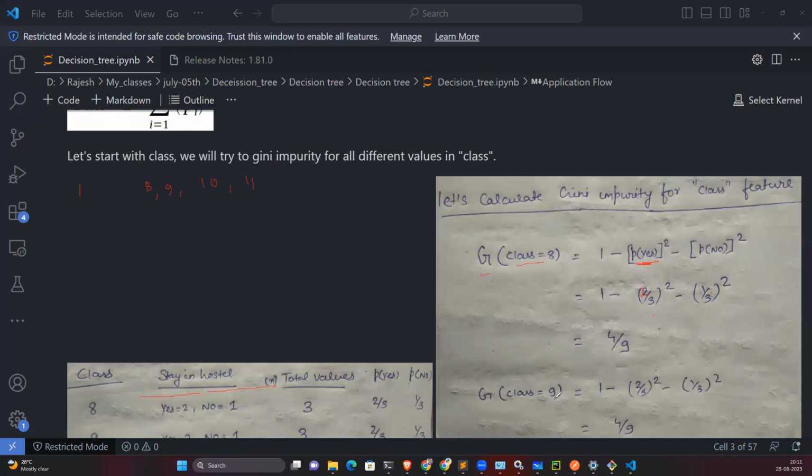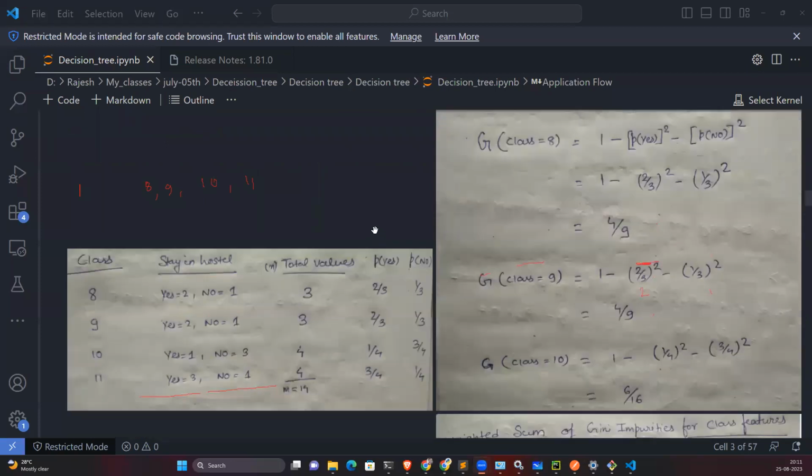Similarly, we can do it for class 9. Can we do this? Just tell me how many class 9 students there are. I think 3: 1, 2, 3. Yes. And out of 3, again the same answer: 2 are staying in hostel and 1 is not staying in hostel. So the same answer: the Gini impurity you can calculate for class 9 is equal to 4 by 9.